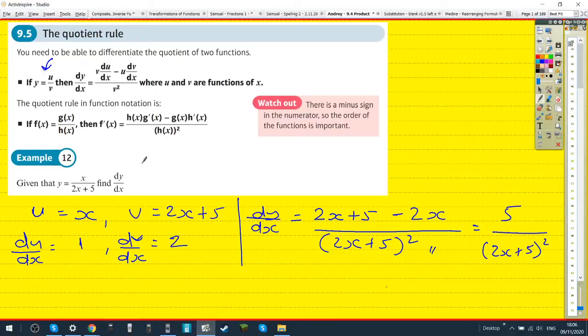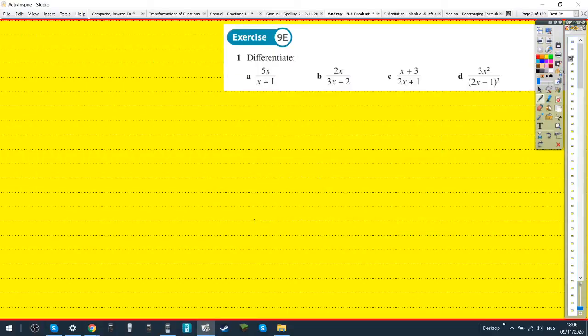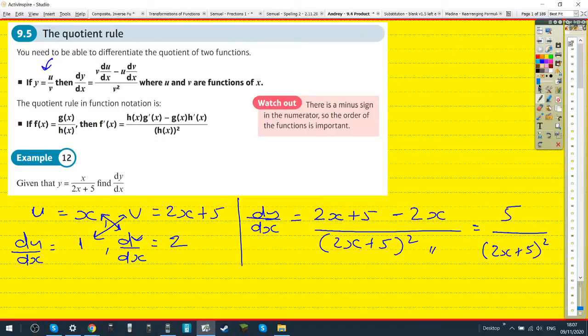Okay, and so it's similar to product rule, the way it's those two like that. But the order is important, and you have to have a minus in between, and it's divided by v squared. Quotient rule, I think, is given to you.